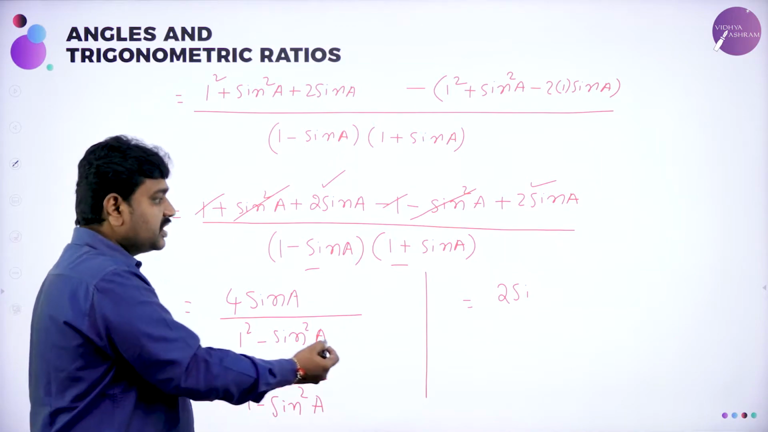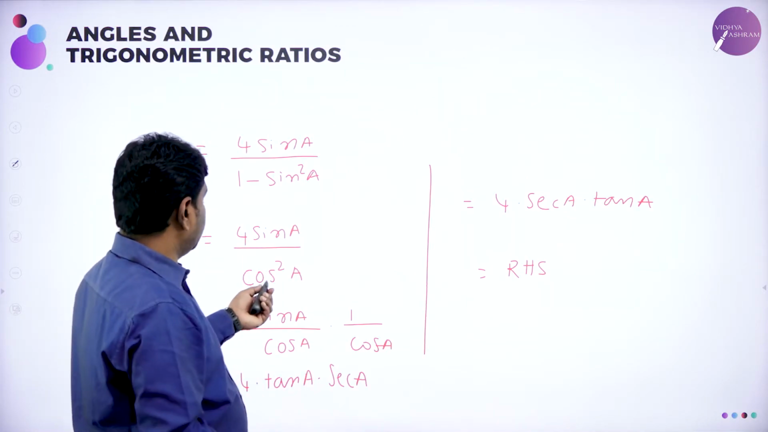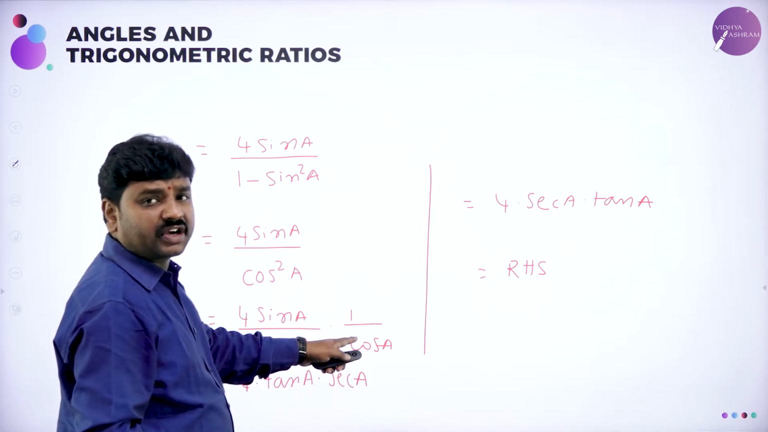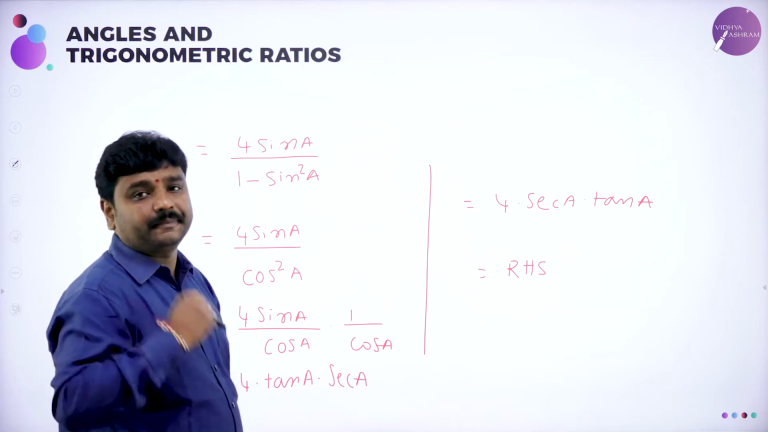1 minus sin square is cos square, and we have simplified. Cos square can be written as cos into cos. 1 by cos is secant, the reciprocal of cos is secant. Sin by cos is tan.